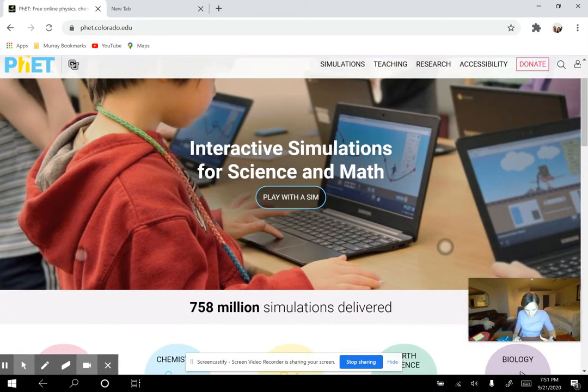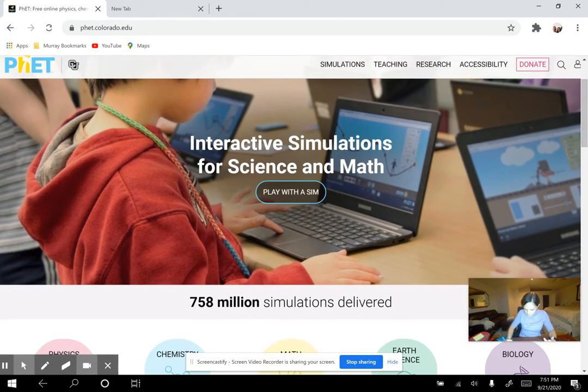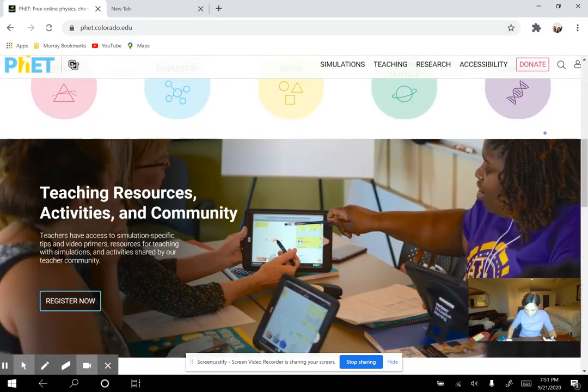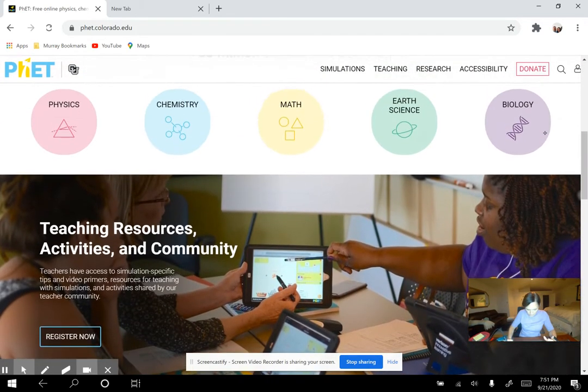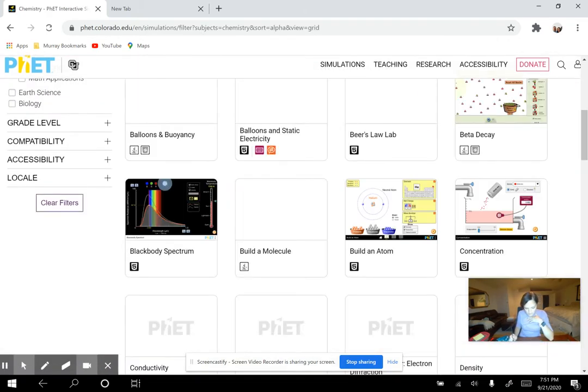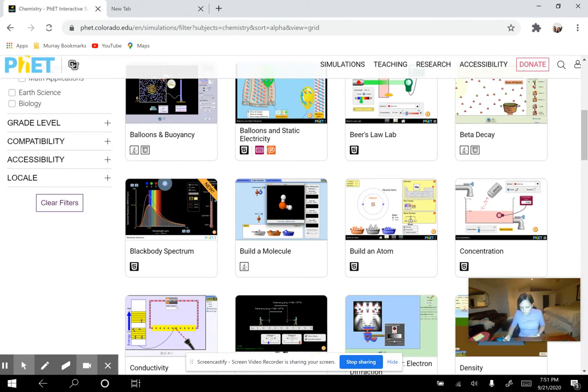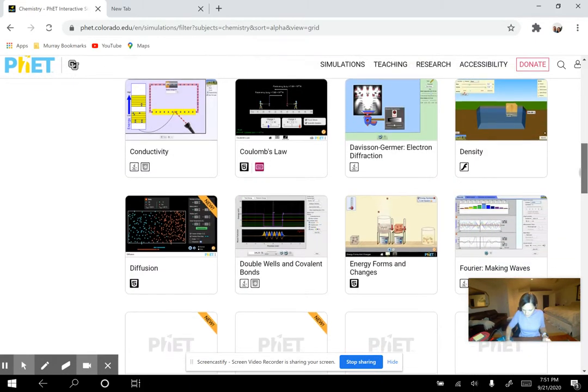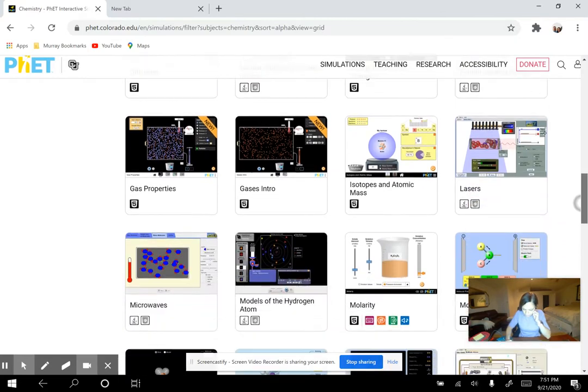And at the bottom of the PhET page, you will see that there are lots of sims. There's physics sims, there's chemistry sims, there's math sims, there's earth science sims, and there's biology sims. You're going to want to go into the chemistry sims. And once you go into the chemistry sims, you're going to want to scroll down, and it's near the bottom of the sims. You're going to be looking for Rutherford.